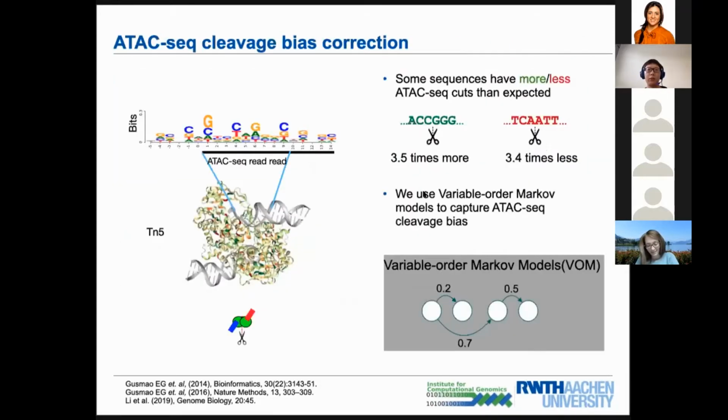To improve the prediction, we also need to consider the cleavage bias in ATAC-seq. As shown here, this motif logo represents Tn5 cleavage preference, meaning that some sequences have more cuts than expected. To solve this problem, we propose to use a variable order Markov model to estimate the bias and correct the bias in signal generation.